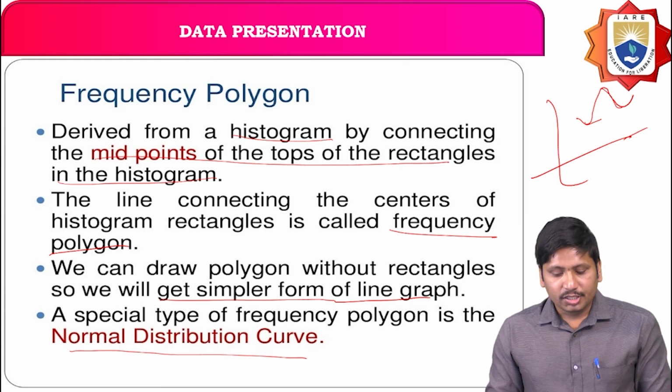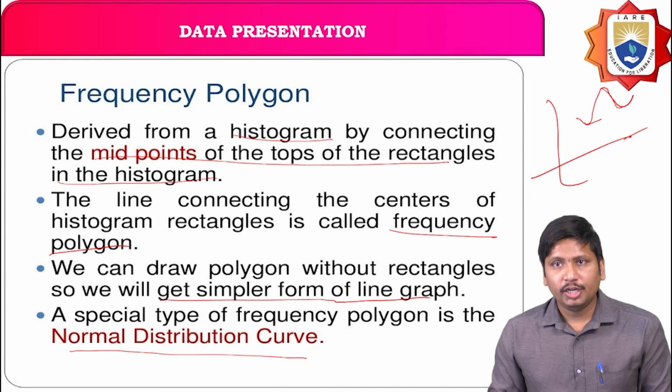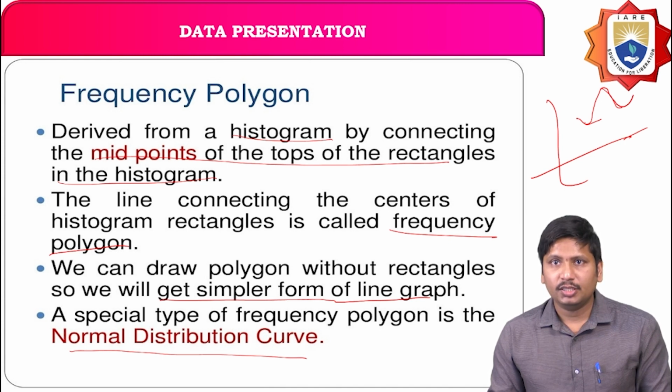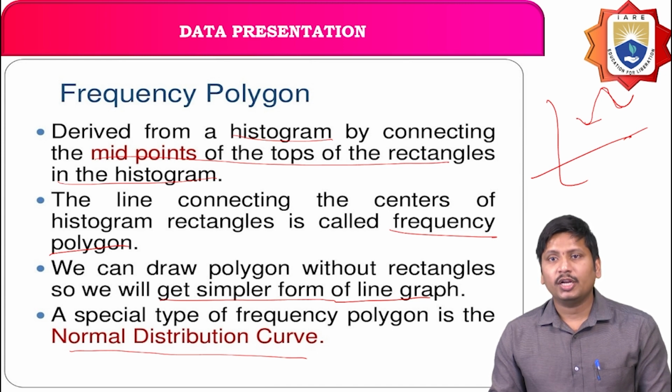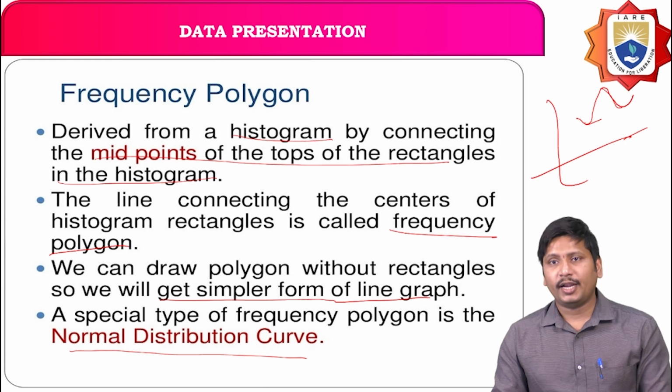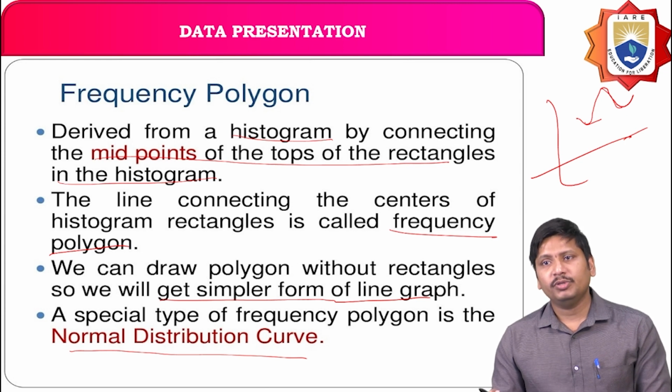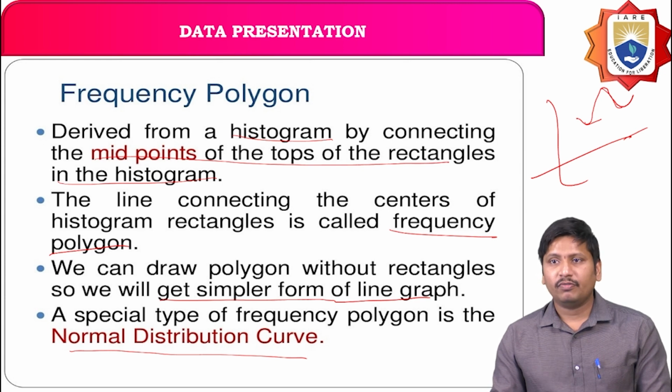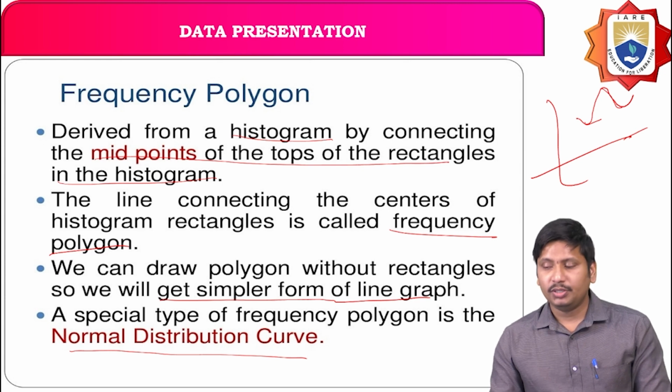The frequency polygon means it can be derived from the histogram by connecting the midpoints of the tops of the rectangles in the histogram. So the lines connecting the centers of the histogram rectangles, you can call that a frequency polygon. And we can also draw the polygon without rectangles, then automatically it is the simple form of the line graph. And then the special type of frequency polygon is the normal distribution curve.